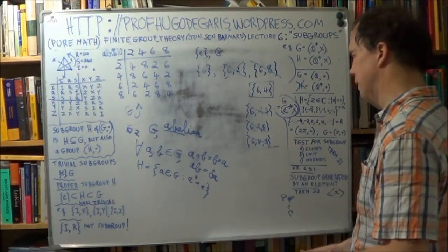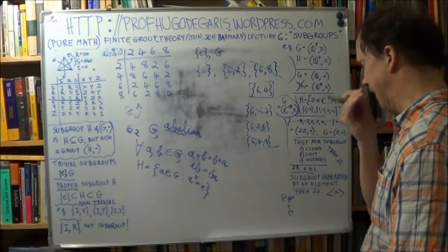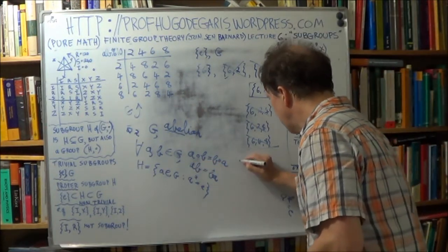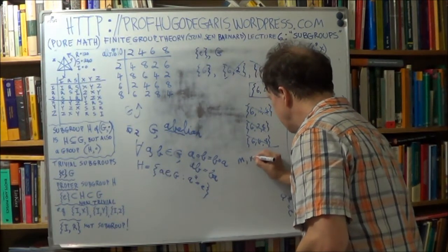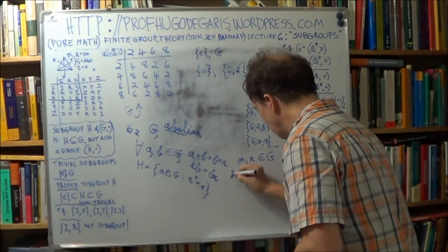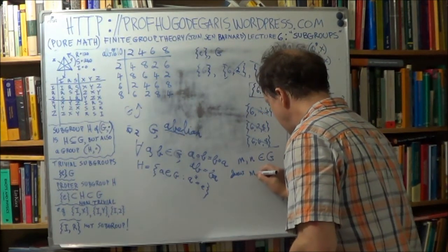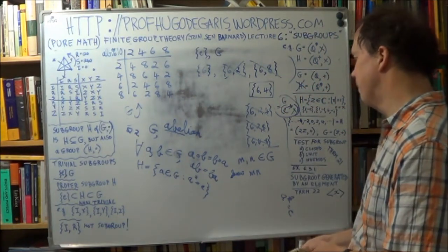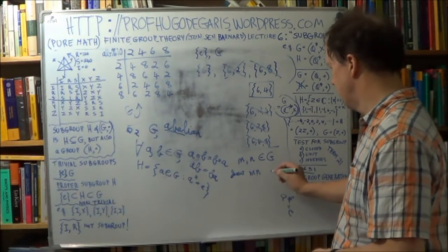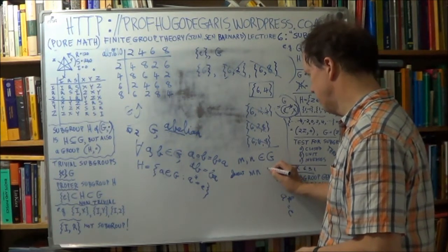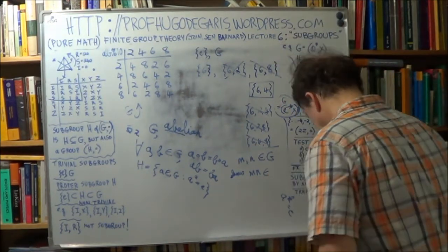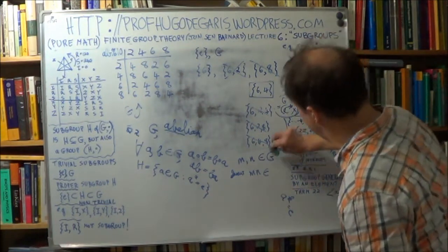So let M and N be any two members of your group, and we have to show that MN, the product of them, also belongs to the group, or belongs to H. Sorry, this should be an H.